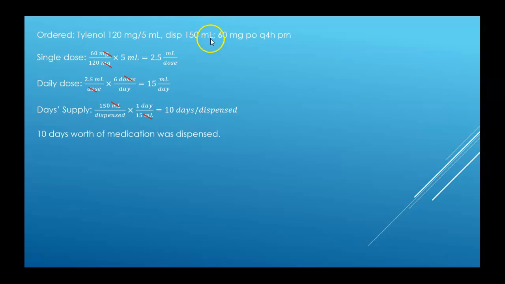So if we dispensed 150 milliliters, and one day is 15 milliliters per day, it should last 10 days. So 10 days' worth of medication was dispensed. If the patient runs out beforehand, that means they were taking too much. And that is the end of the week 9 part 2 lecture.